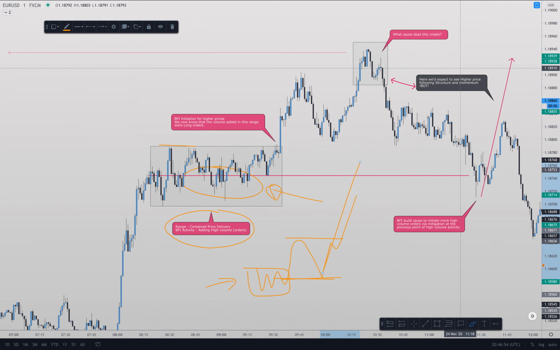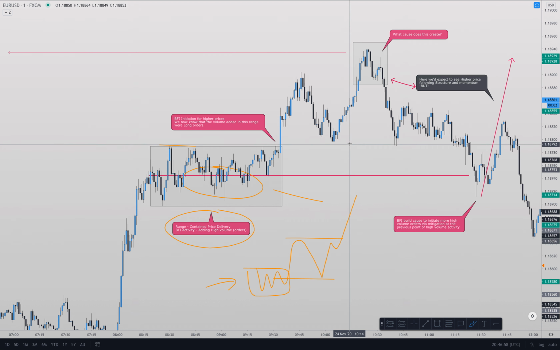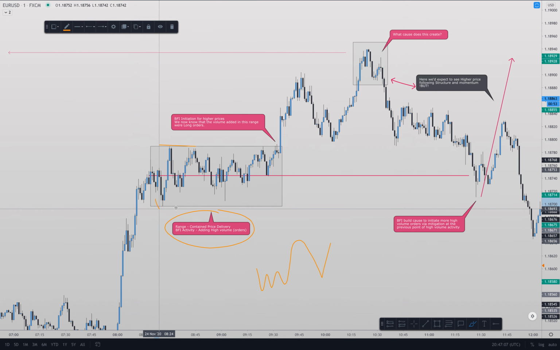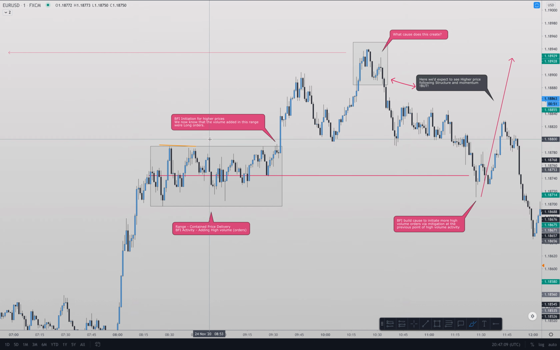Next, we're going to move on to what I have highlighted here, but quickly, just because I forgot to mention this. This is a range, right? And we can clearly see prices contained between these two highs.